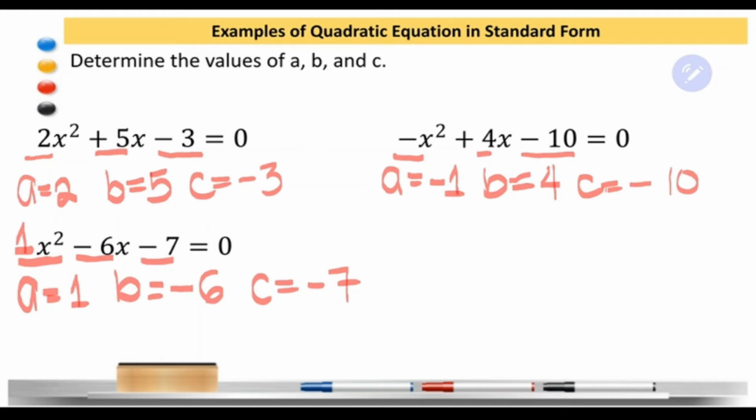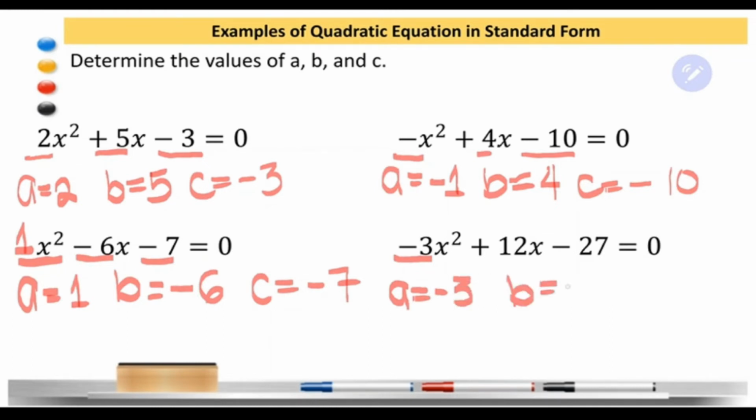Okay, our last example, we have negative 3x squared plus 12x minus 27 is equal to 0. So A is equal to, we have negative 3. B is equal to, we have positive 12. And C is equal to negative 27.